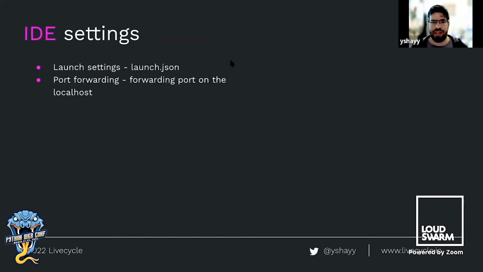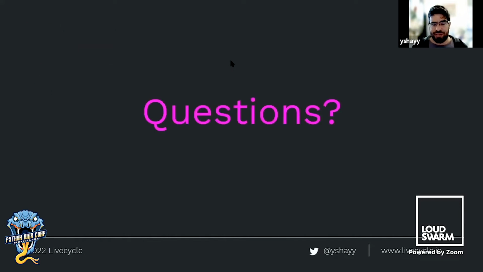We said that we can define in the IDE settings, which I didn't show, that the launch.json configuration defines how we attach the debugger. The port forwarding is designed to forward the port on the localhost, and that way I can connect to it. And that's the first two examples.